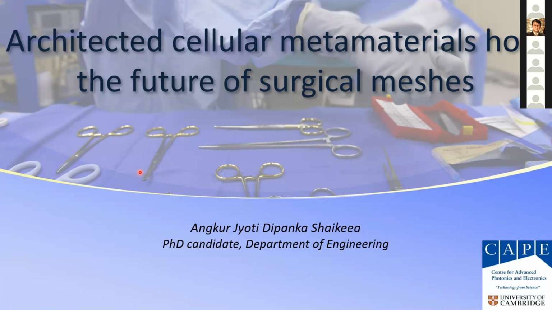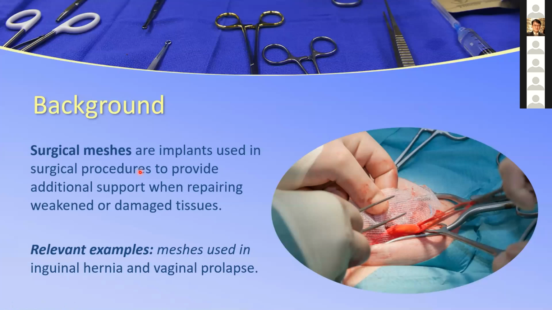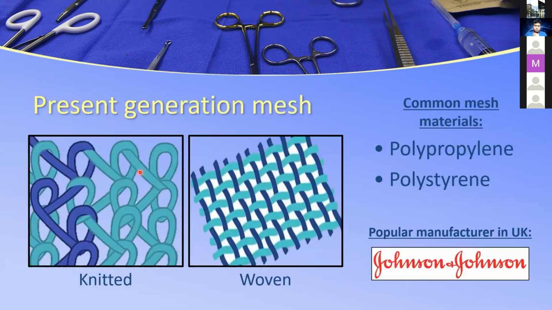So let's begin. Surgical meshes are like textile cloths, which are used to support organs when they fail inside our body. Like, when you have hernia or vaginal prolapse, it requires surgical procedures and you need to place a cloth-like material to support. And it has been used for quite a long time, about 30 years. So, as you know, 30 years is a long history. So the meshes have developed over time.